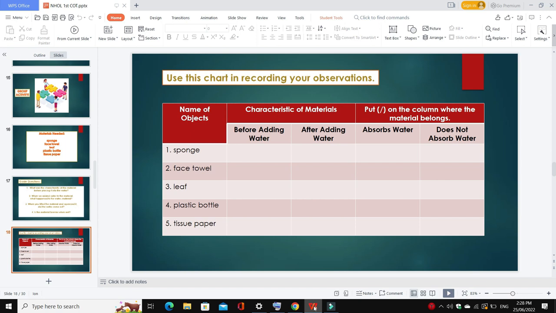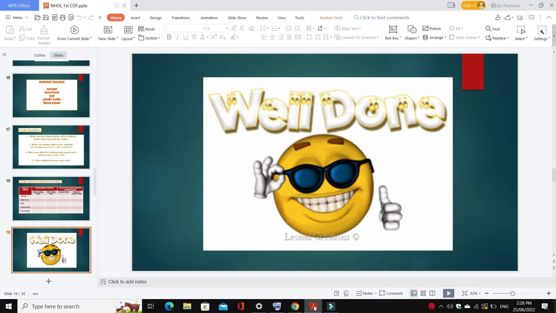Now let's find out what are the characteristics of materials before adding water and after adding water. And put a check on the column where the material belongs. If it belongs to absorbs water, check the column. If it does not absorb water, then check the second column. Well done!